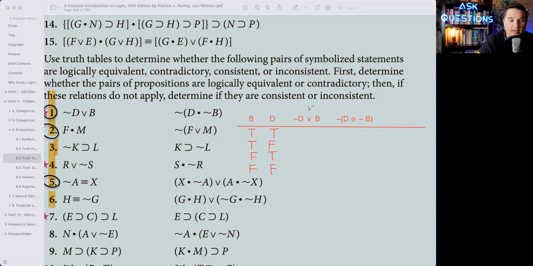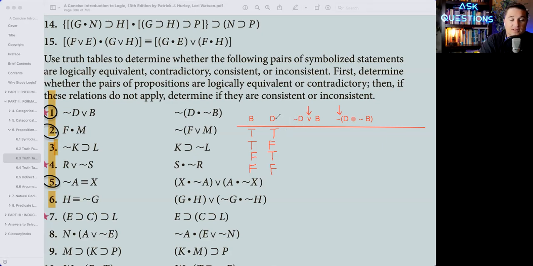All right, so we might identify the main connectives of these. So we have this wedge, and you might think that this dot's the main connective, but no, it only applies within the parentheses. This is the main connective. So we are going to be focusing on these columns when we compare to see if they're logically equivalent or contradictory. Okay, so let's work on these.